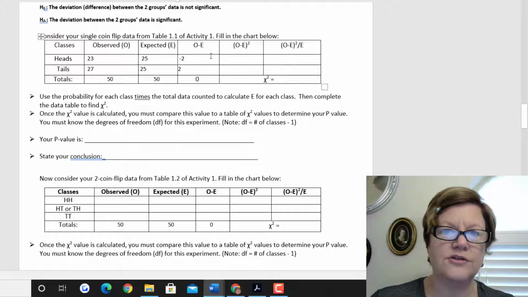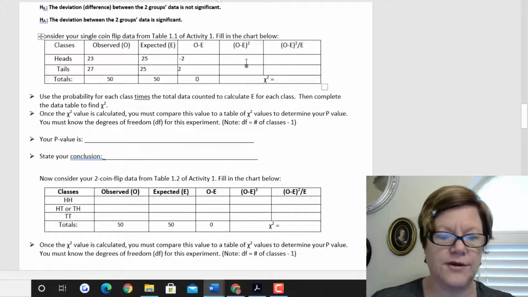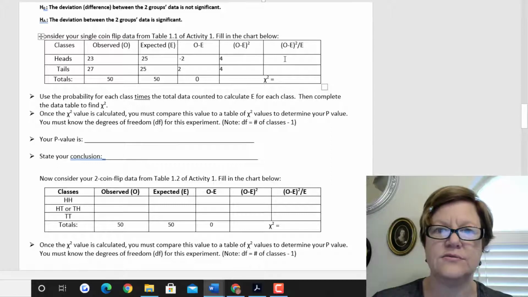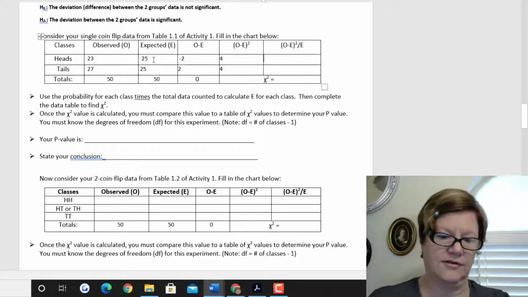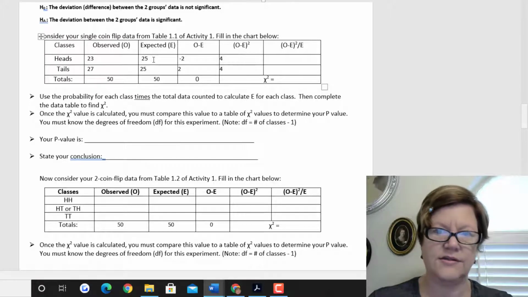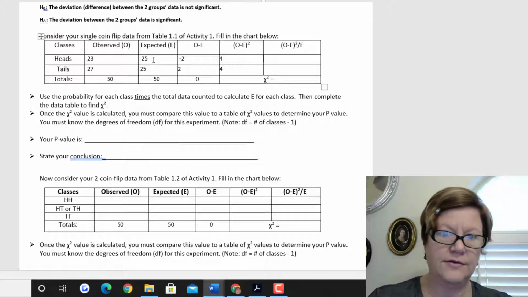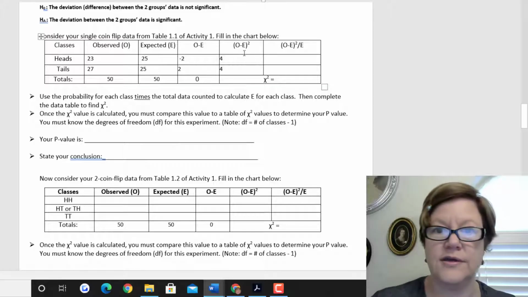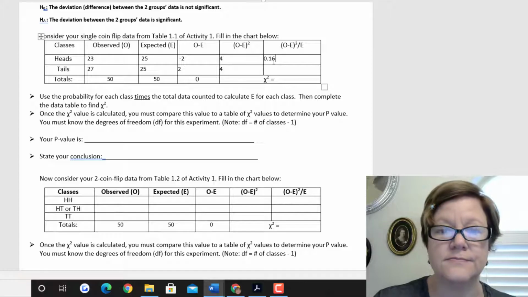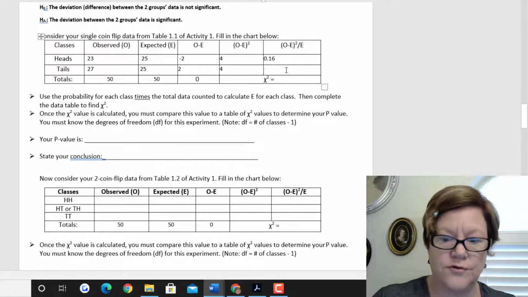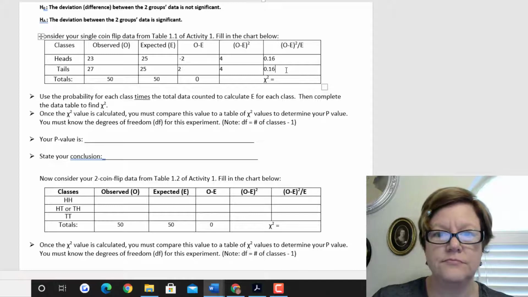And then O minus E squared, you just take whatever you had in the previous column and you square it. So 4 and 4 in this case, it's easy. It's not always going to be the same, but in this one it is. And then O minus E squared over E. So I take the O minus E squared from that row, 4, and I take the E from that row, 25, and I have my calculator because I don't like to use my cell phone calculator. I find it really annoying. And so 4 out of 25 is, I could have done that in my head. I don't know why I did that, 0.16. And then this one is 4 over 25, so in this case it's the same.